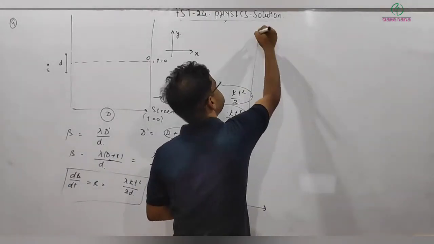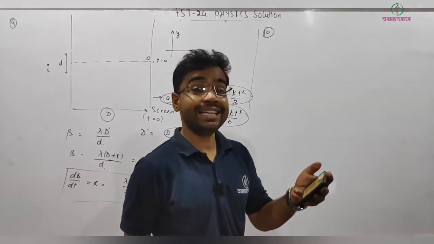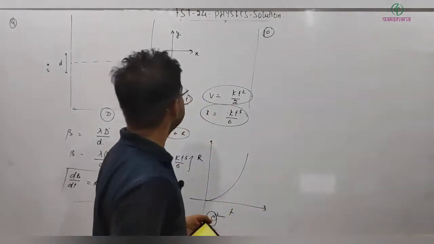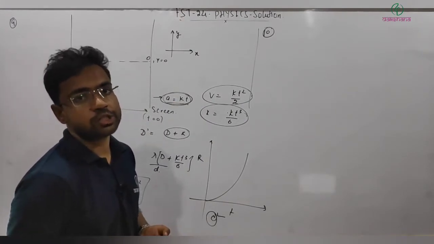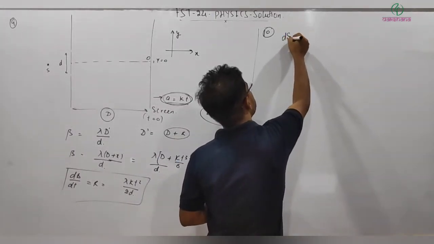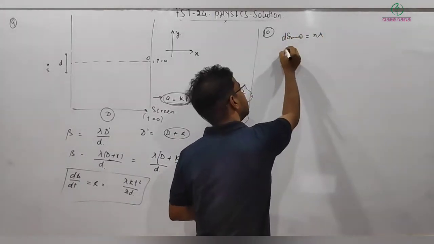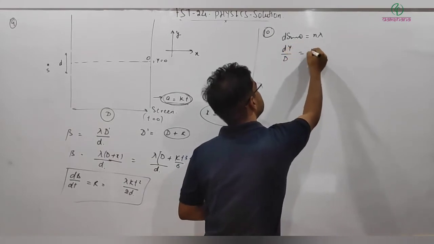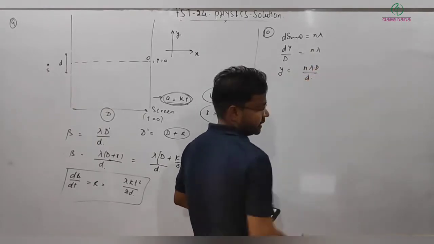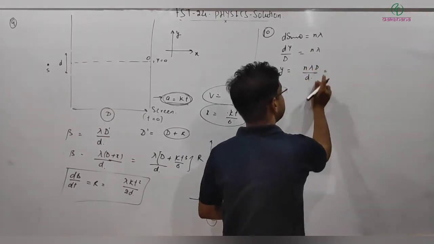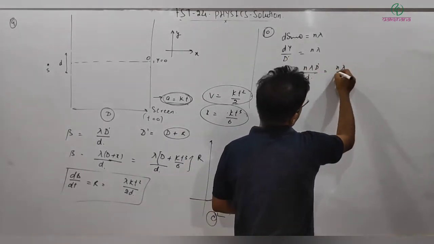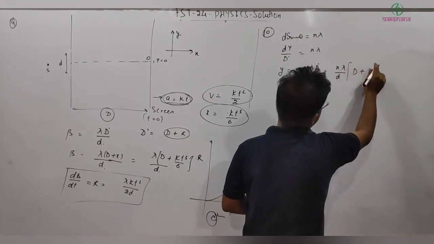Next, question number 10. Velocity of nth maxima above O at any time t in the ground frame. So let me first find the position of the nth maxima, then the rate of change of position of the nth maxima will be its velocity. So we write d sin θ is equal to what? nλ for the nth maxima. sin θ = y/D is equal to nλ, and y is equal to nλD by small d. And capital D, again, because it's changing with time, I will write it as D′, and this is equal to nλ by small d times (D plus what?)